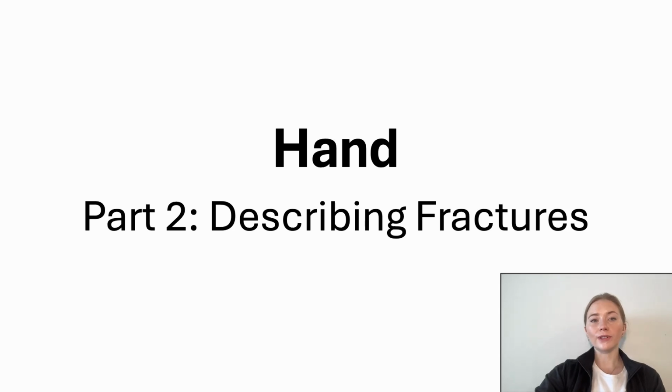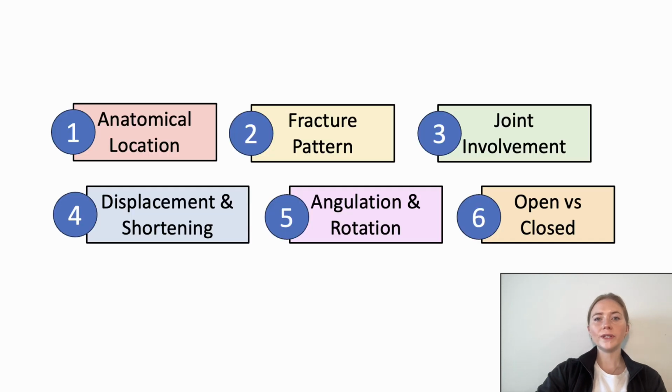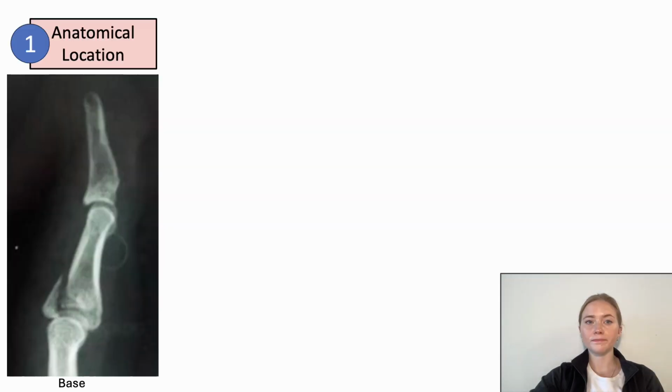This video will be focusing on how to classify fractures of the hand using different descriptors. We will be discussing how to describe fractures based on the following. Number 1, anatomical location. Number 2, fracture pattern. Number 3, joint involvement. Number 4, displacement and shortening. Number 5, angulation and rotation. And number 6, open versus closed fracture.